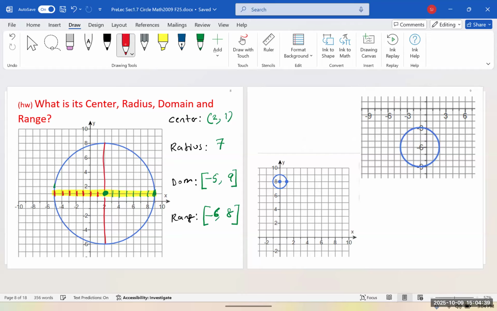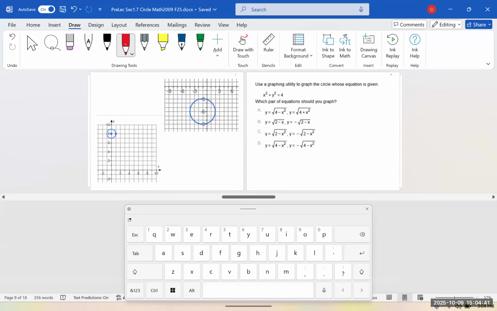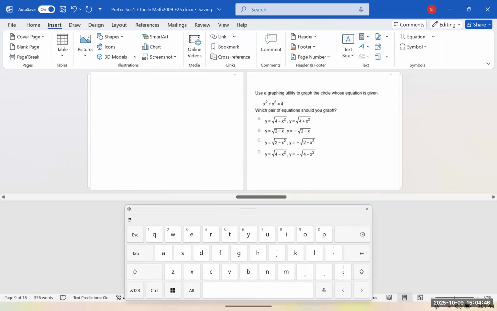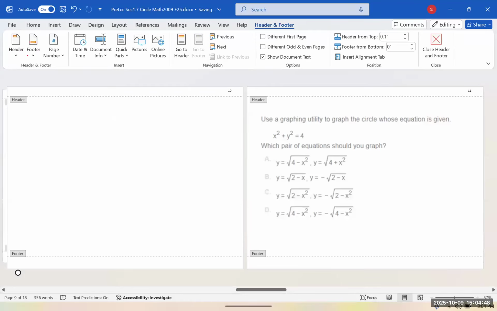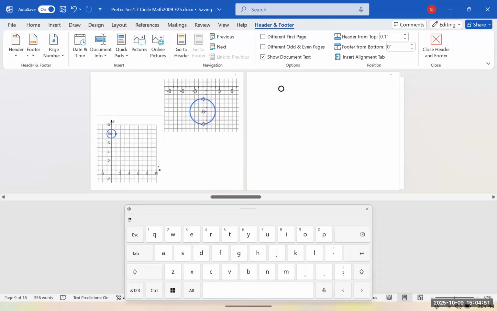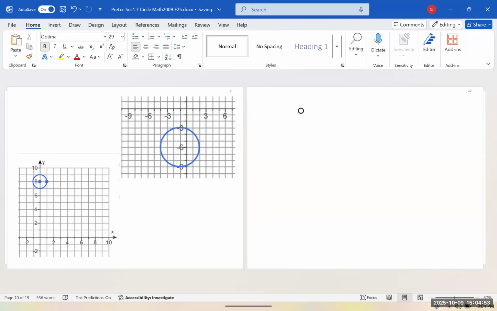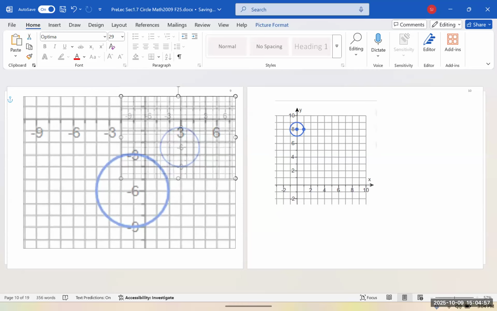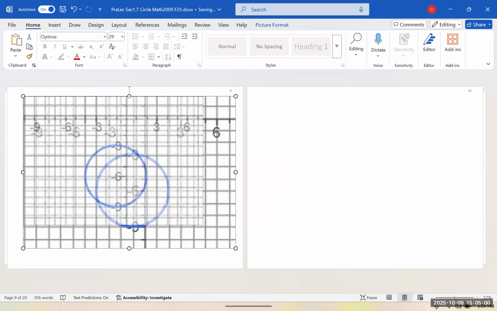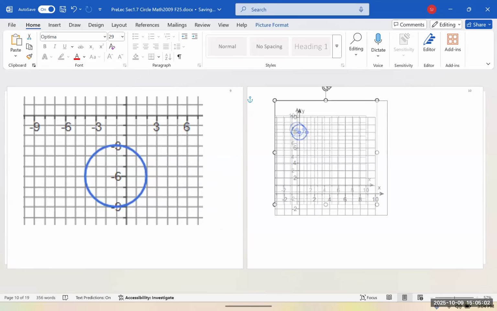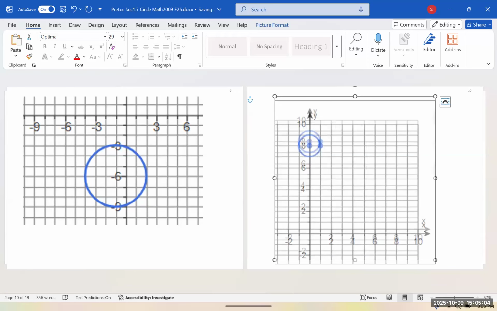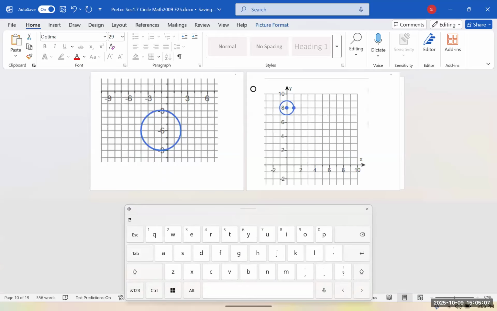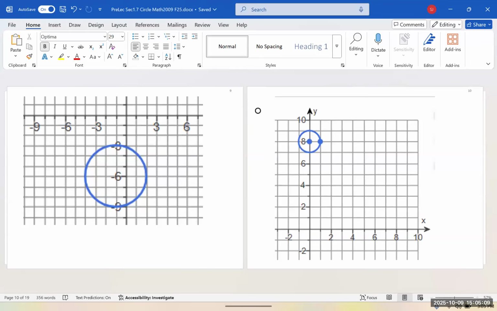Can I make it big? Okay, now let me get a page. Insert. Do you see now? Good.